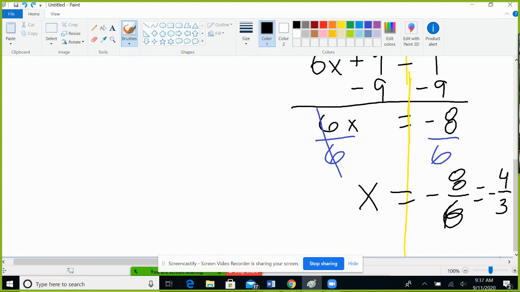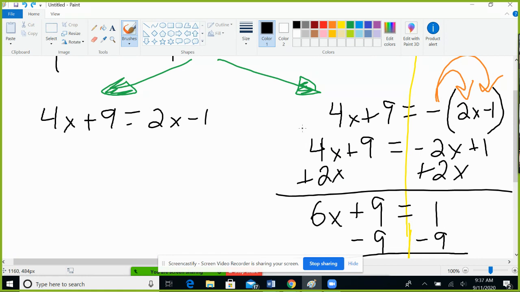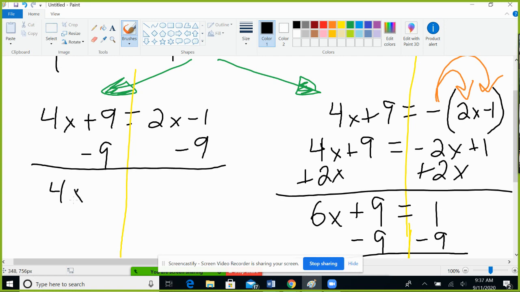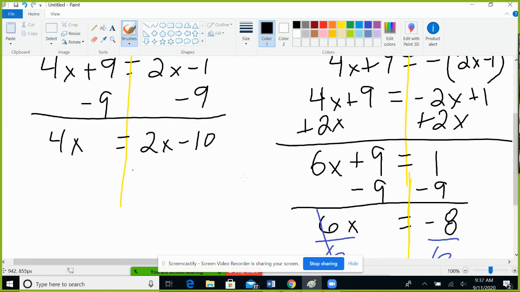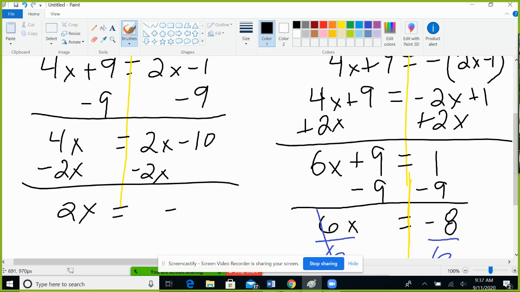All right, let's go over to this one. So this one should be easier. I'm just going to roll through it. Minus 9 on both sides. So I get 4x equals 2x minus 10. Next step, I'm going to subtract 2x on both sides. So I get 2x equals negative 10.